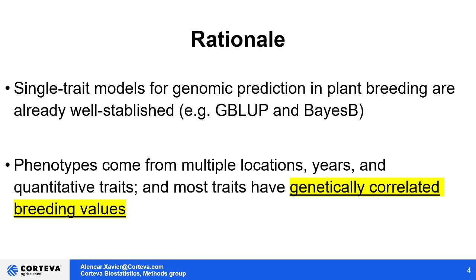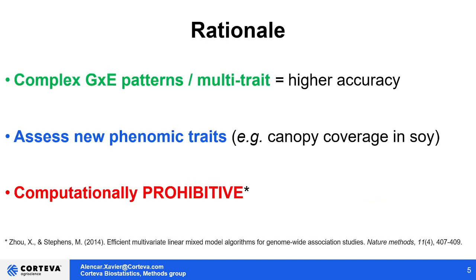But we also know that phenotypes can come from multiple locations, years, and different traits. And we may choose to ignore the correlation among those traits by running univariate models, or fit them through the multivariate framework and take advantage of their genetic correlation. So basically, whenever we model multiple environments and multiple traits, we capture complex G by E patterns. As well, if we have multiple correlated traits, we can fit them together in order to achieve higher accuracy.